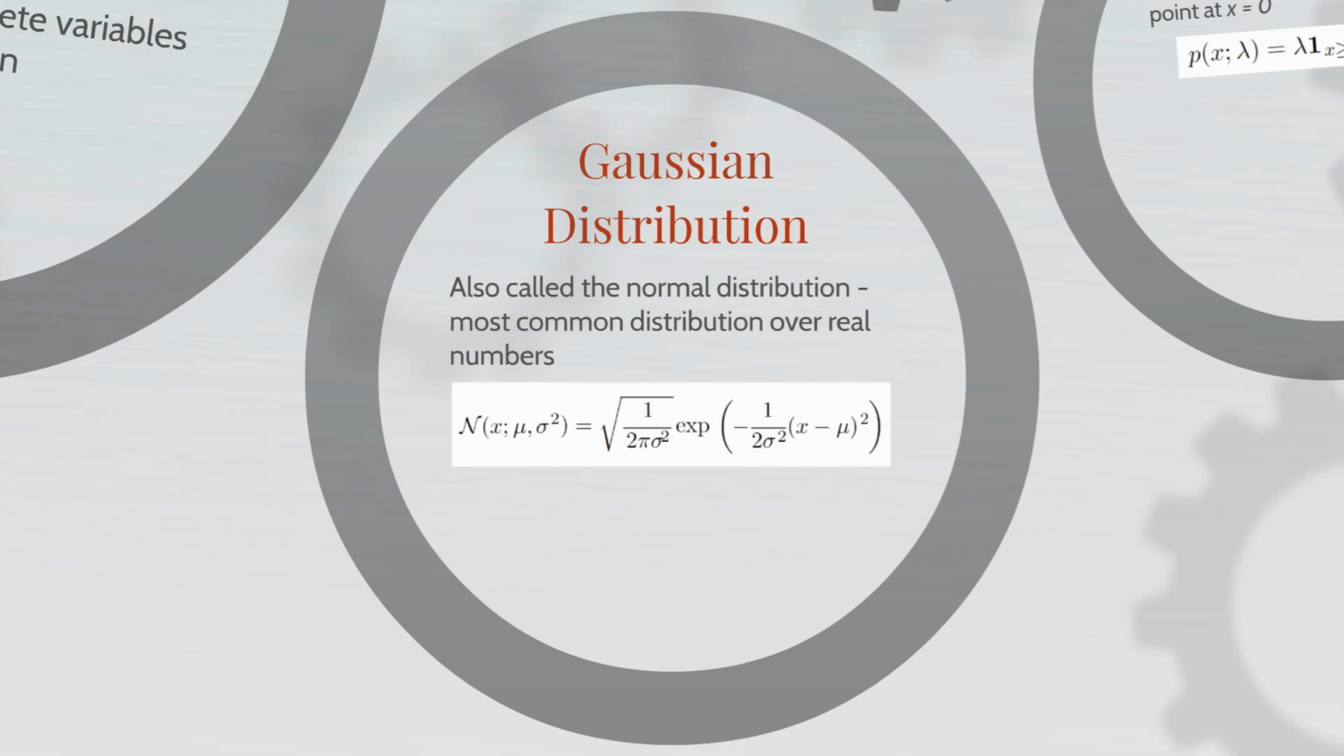Mu here is going to be the mean. It's going to give us the central peak. The maximum is going to occur at x equals mu. And then sigma is going to be your standard deviation. Sigma squared is known as the variance. So if you take the square root of the variance, you're going to get the standard deviation, as we mentioned in earlier lectures.